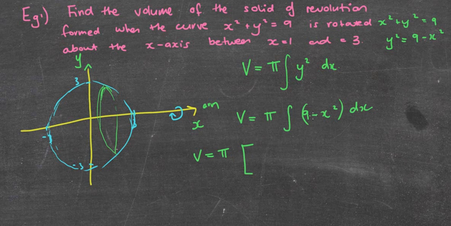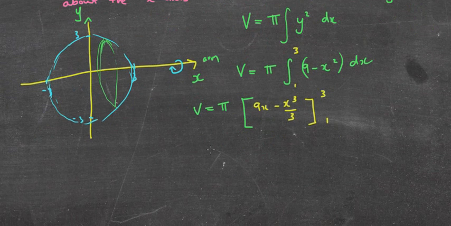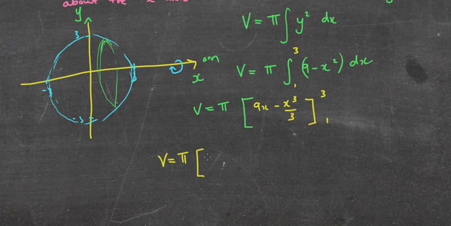So we're going to take the integral of 9 minus x squared. Now you notice I don't have a b and a there, so let's have a look. We've got a b and an a, so we've got 3 and 1. So I can put those in there. So let's now integrate 9x minus x cubed over 3, and we're looking at 3 and 1. Now it's pretty much exactly what you've been doing previously, except I've got this pi at the front. So we've got 9 times 3, which is 27, minus 3 cubed, which is 27 divided by 3, which is 9, minus, and then put the 1 in there, 9 times 1 is 9, minus 1/3.